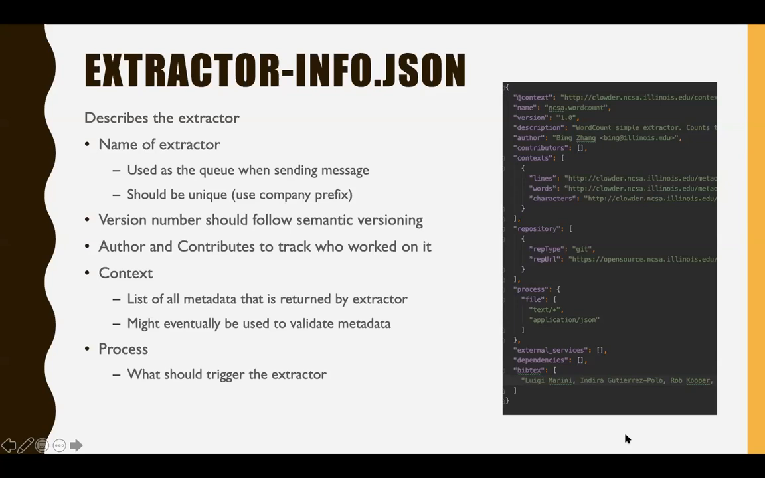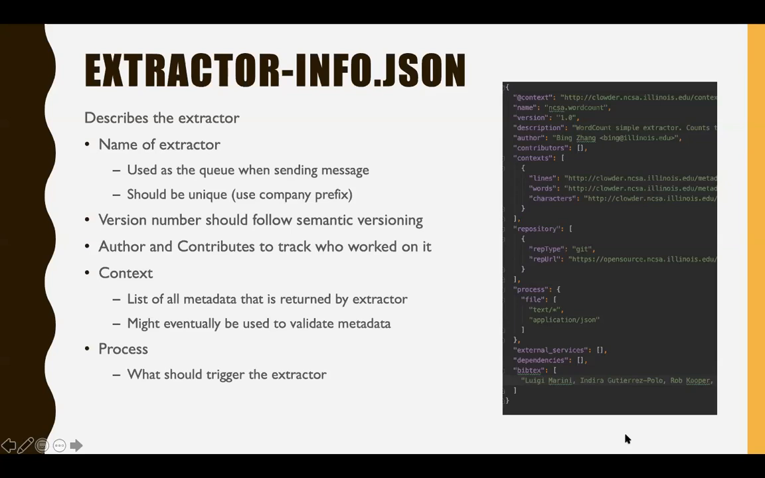And then there is the context section, and this is the list of the metadata returned by the extractor. Right now, we're not validating to make sure that you're actually only returning in Clowder the metadata that you list there in the extractor info. In the future, this might become a requirement. Now, for the simple extractor, this is used, and so for the simple extractor, having this context listed there correctly is very important. And I'll show you more later.